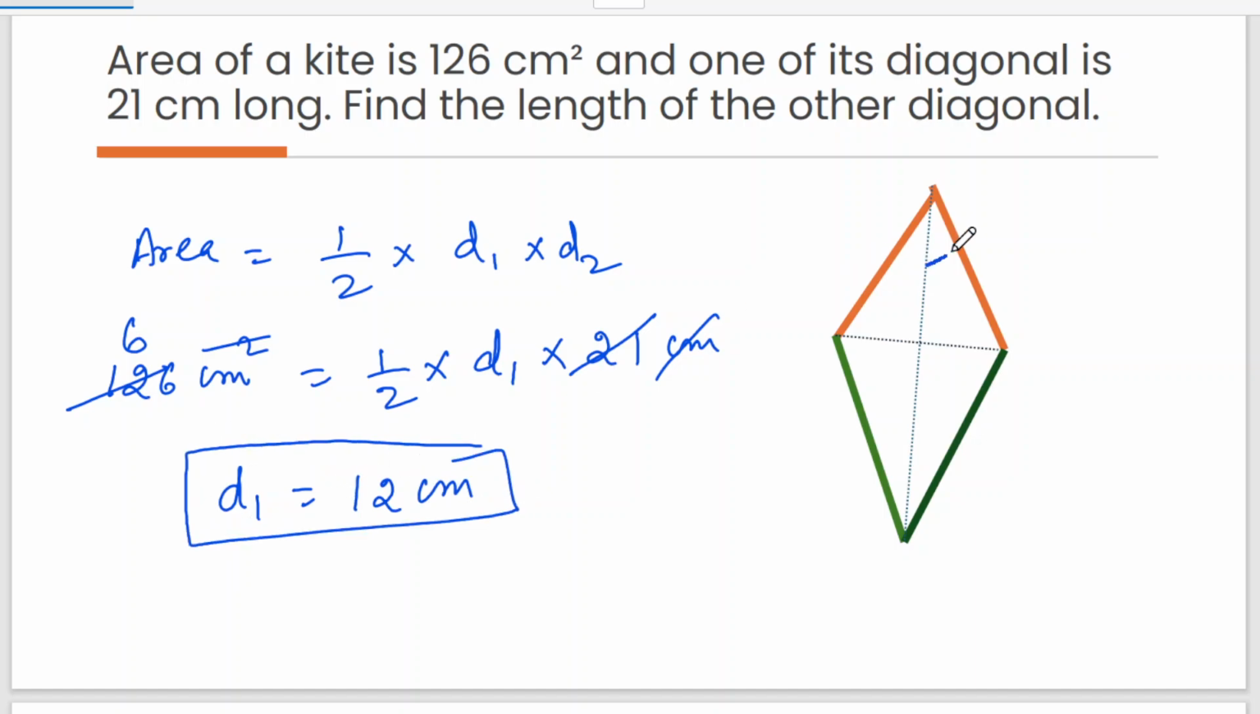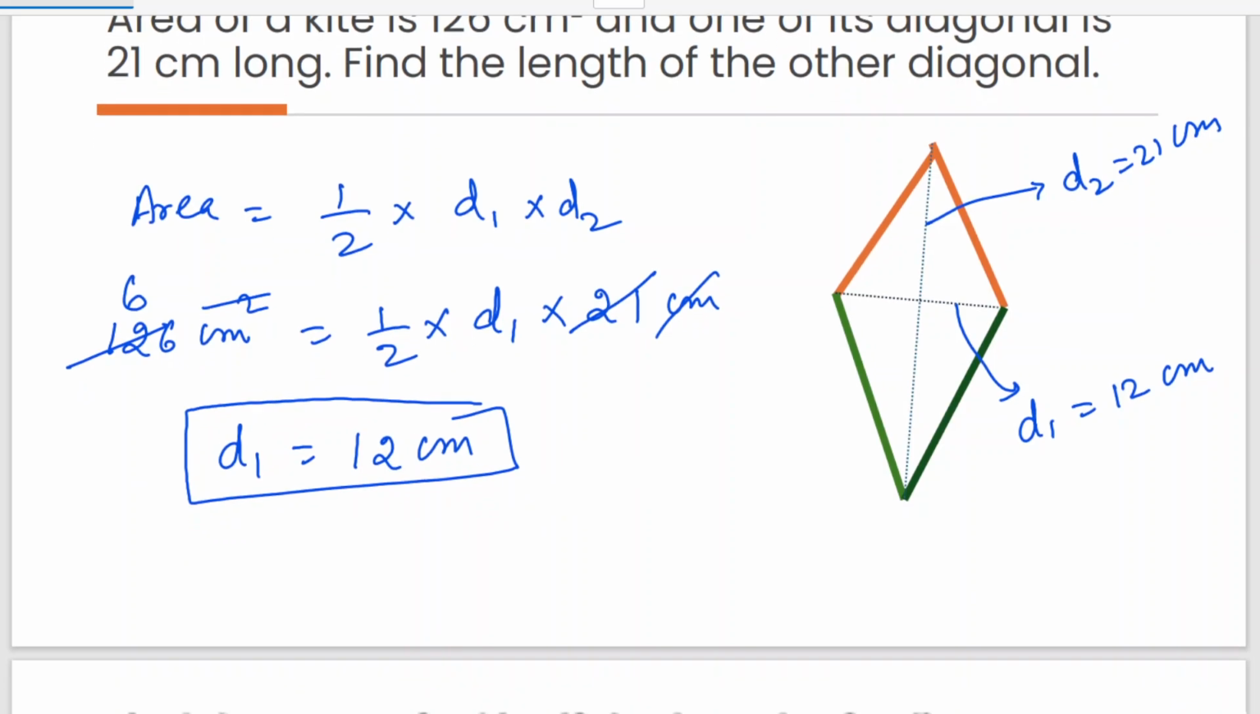That means the longer diagonal, that is D2, is equal to 21 centimeter, and the shorter diagonal, that is D1, is given as 12 centimeter. Okay, we can name any diagonal D1 and D2, that is not the matter. Okay, now, so this was all.